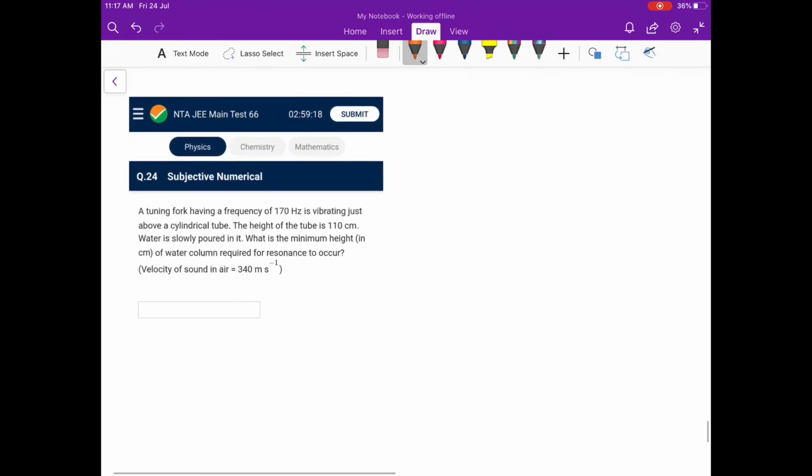A tuning fork having a frequency 170 is vibrating just above a tube. Height of the tube is 110. Water is slowly poured into it. What is the minimum height of the water column required for resonance?